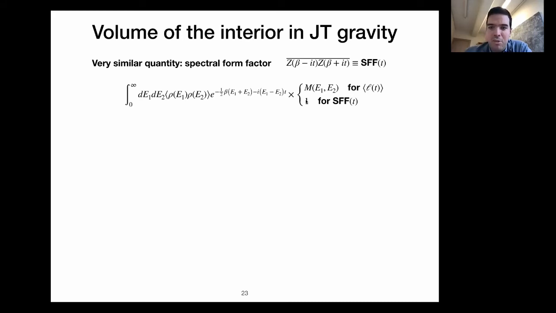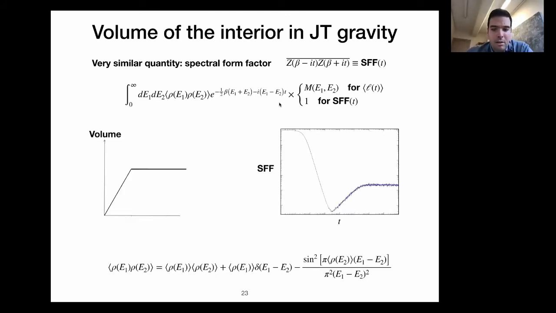And for the spectral form factor, you just have a 1 here, while for the volume, you have this kind of kernel here that pulls the eigenvalues further together. So what is the effect that this small change does? This is how the spectral form factor looks in random matrix theory. It has this kind of decaying contribution, it has a dip, it rises and ends in a plateau.